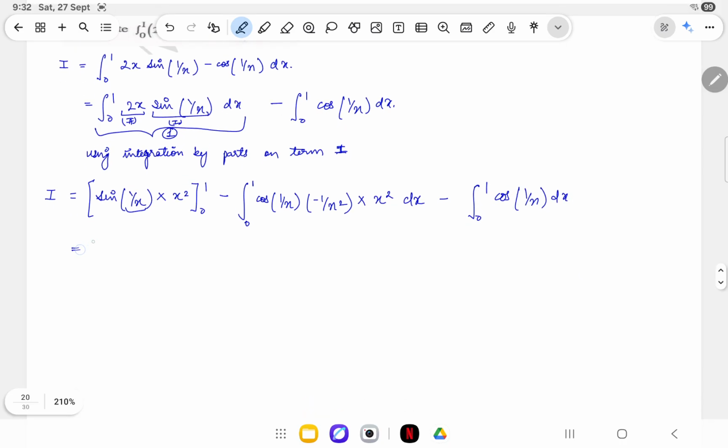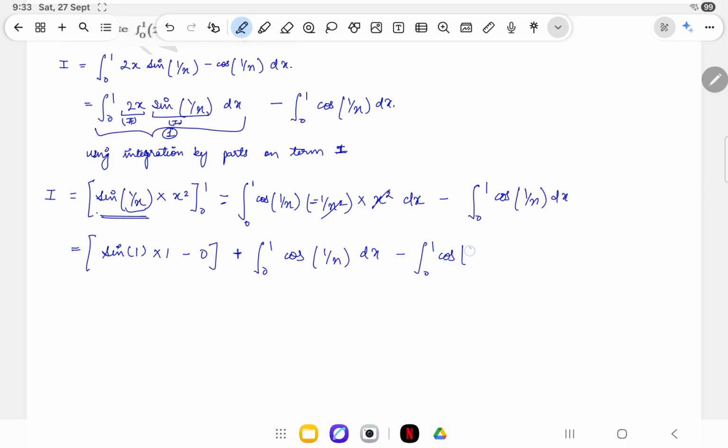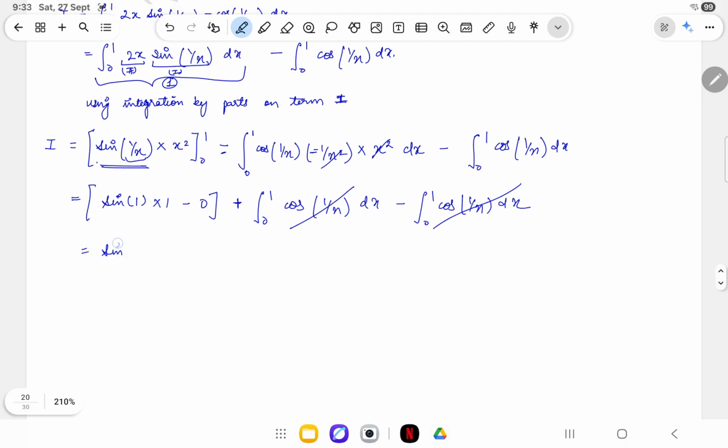So if I just simplify it, I'll get sine of 1 into 1 minus 0. This limit is 0 because sine value varies between minus 1 to 1, so this will be some finite value into 0, so this whole term will be 0, minus, this x square balances out the 1 by x square in the numerator, and this minus and that minus make it plus, integration 0 to 1 cos 1 by x dx minus integration 0 to 1 cos 1 by x dx. So this term balances out this, so our integration is basically equal to sine 1.